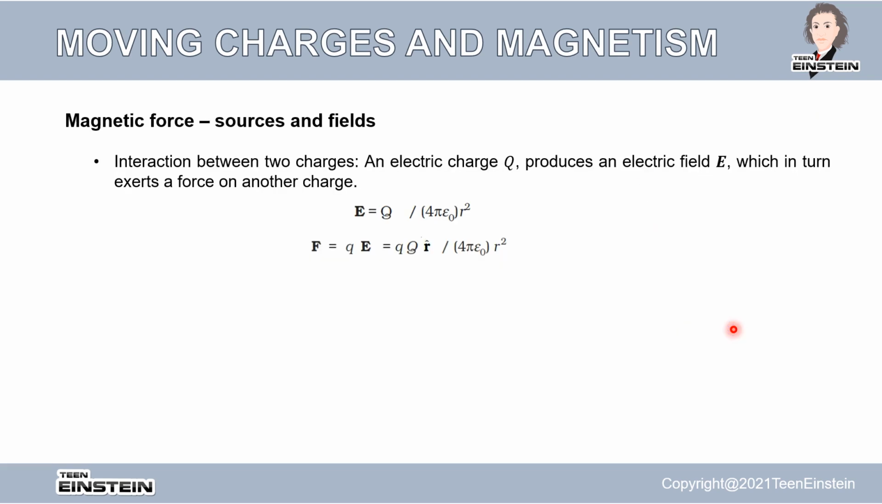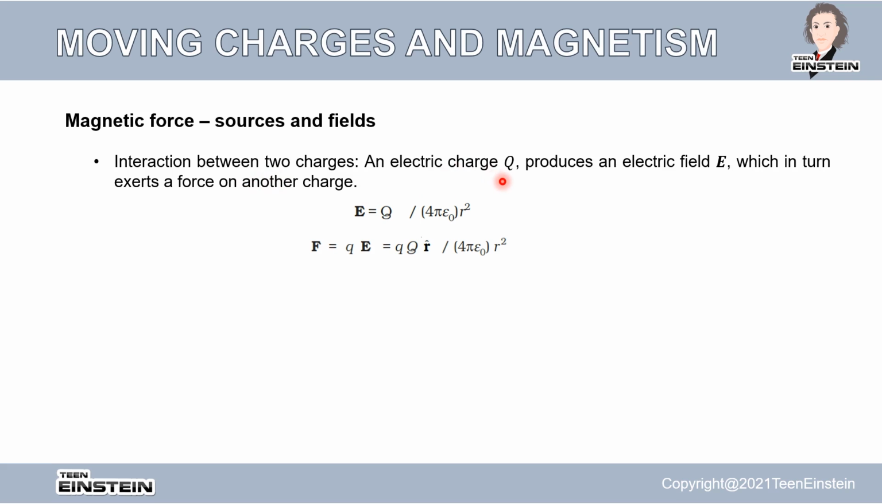Okay, so we will talk about magnetic force, what the sources of magnetic force are, and what a magnetic field is. Before going into that, we will revisit what we studied in the case of electrostatics. We know that charges interact with each other because of the electric field. So interaction between two charges happens like this.